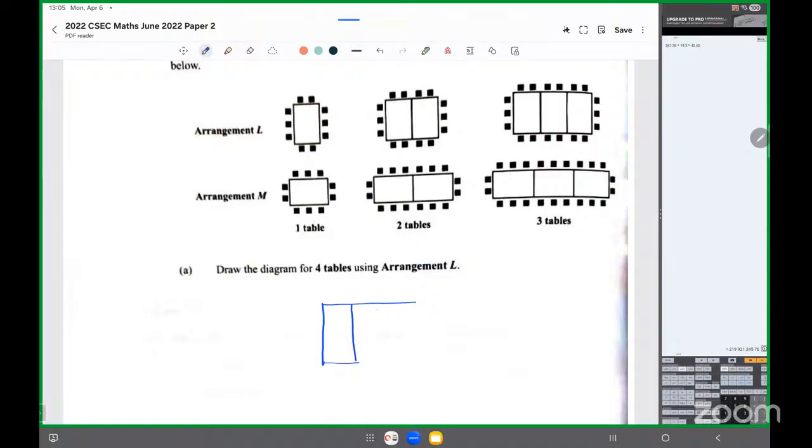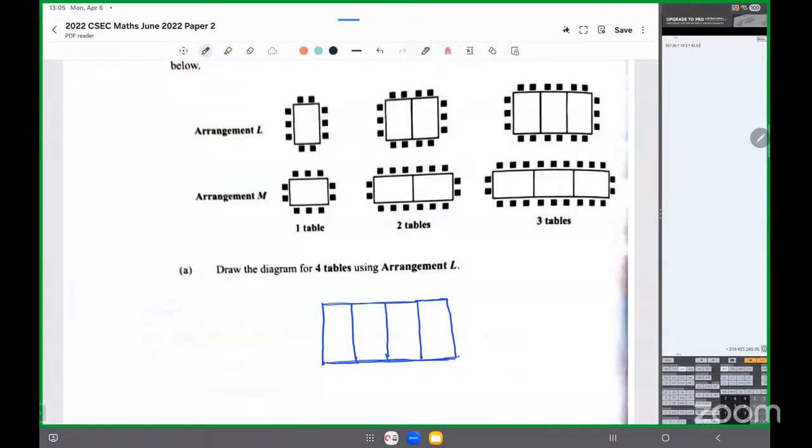1, 2, 3, 4 tables. That's what we're gonna have, 4 tables. And then the chairs around it.